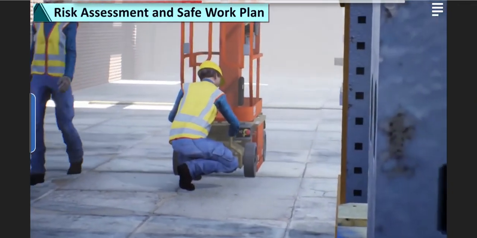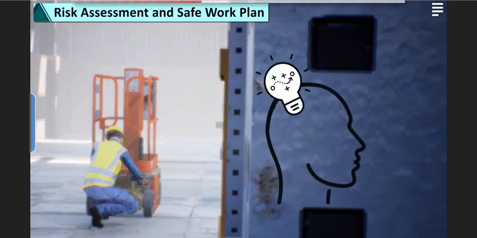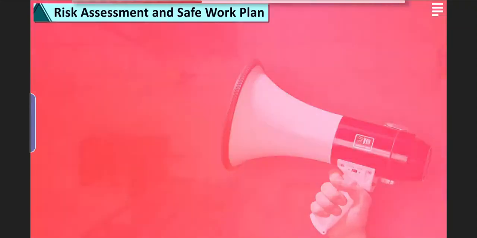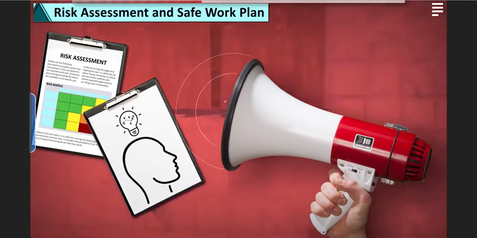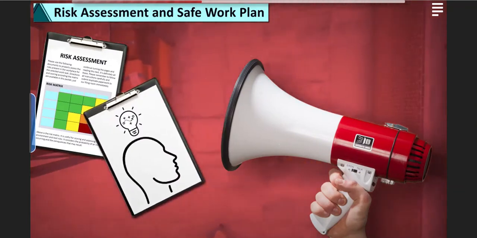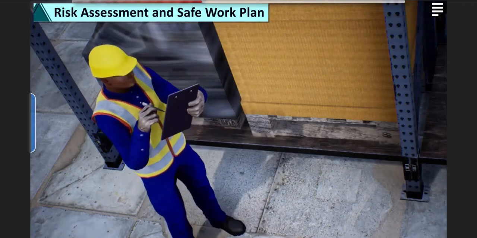Based on the risk assessment, an appropriate MEWP must be selected for the job, and a safe work plan must be created and implemented. The findings of the risk assessment and the details of the safe work plan must be communicated to everyone involved before starting work, before the job starts, and periodically throughout longer jobs.